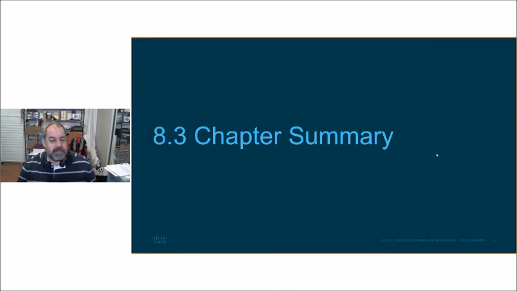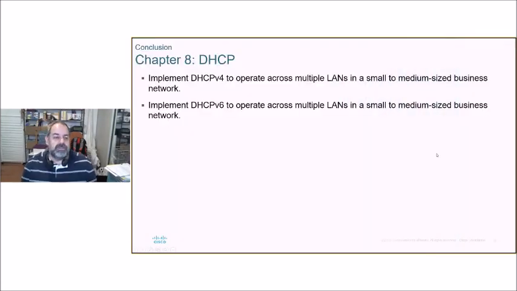Okay, so that's the end of the chapter, and so we've looked at how to implement DHCP on both IPv4 and IPv6, so you can work across multiple LANs in a small to medium business.